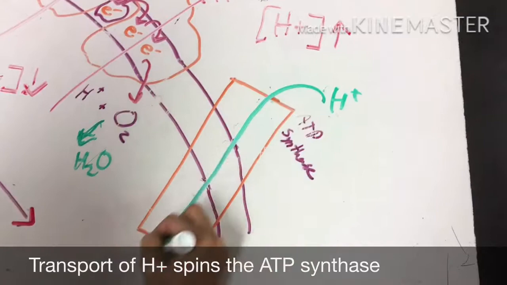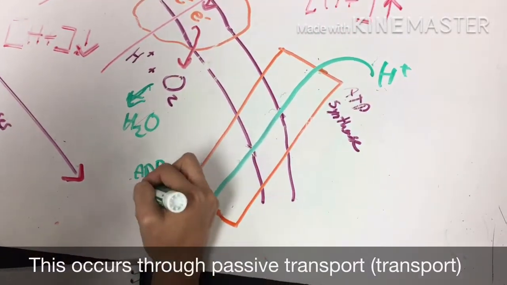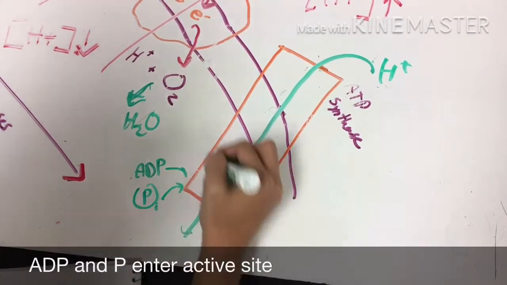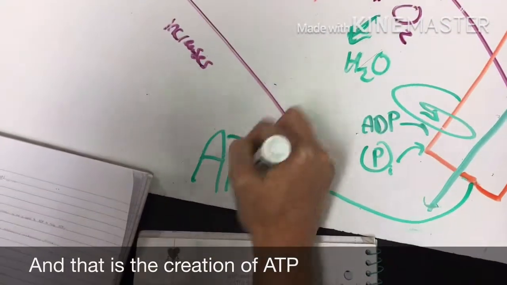Transport of H plus spins the ATP synthase. This occurs through passive transport. ADP and P enter active site. And that is the creation of ATP.